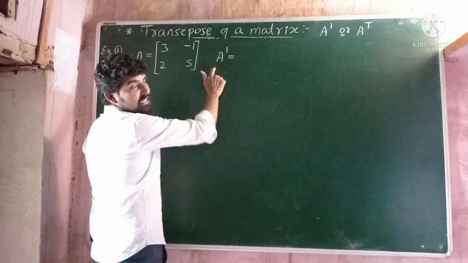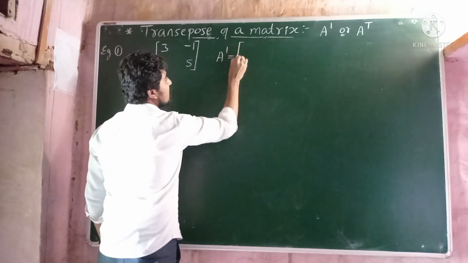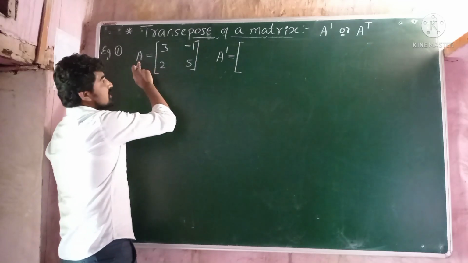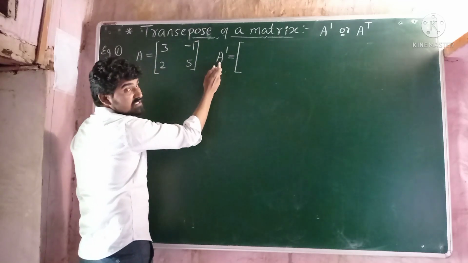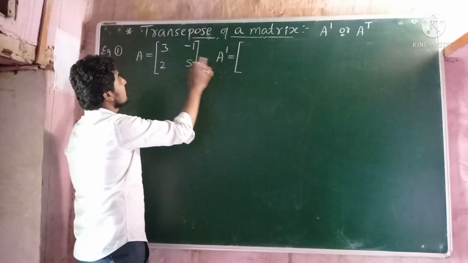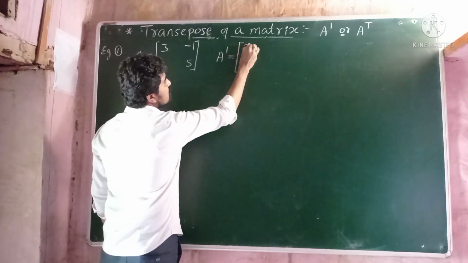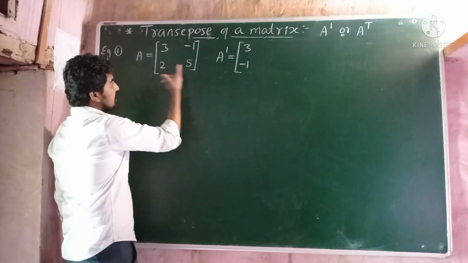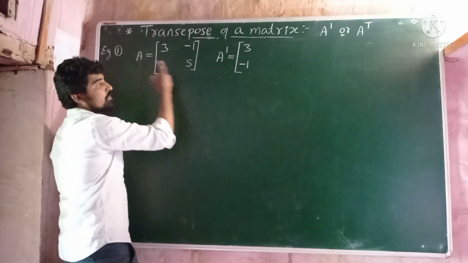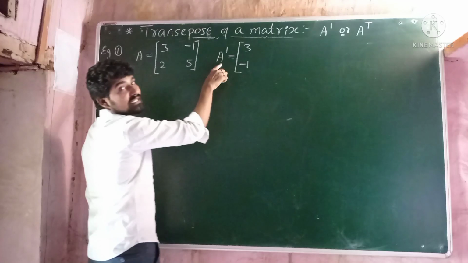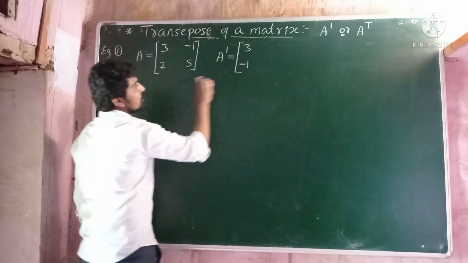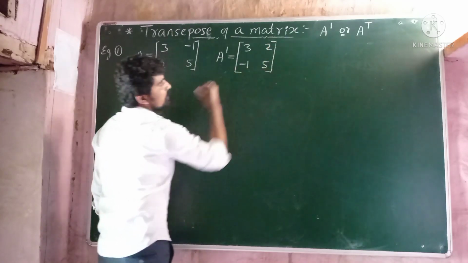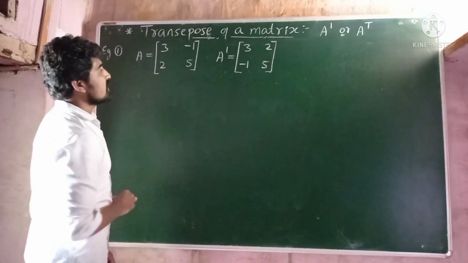It means matrix A dash is equal to: first row of the matrix A becomes first column of the matrix A dash, 3, -1. Similarly, second row of the matrix A becomes second column of the matrix A dash, that is 2, 5. So let us consider one more example.